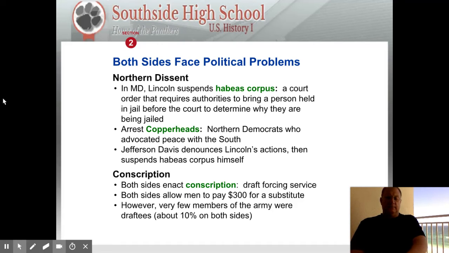Both sides enacted conscription. Conscription is another word for the draft, and it forces people to serve. Both sides allowed men to pay $300 for a substitute. However, very few members of the Army were draftees, about 10% on both sides. Most did volunteer.